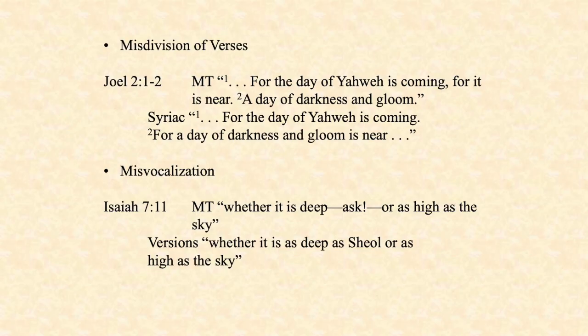So the Masoretic text here has, "For the day of Yahweh is coming, for it is near, a day of darkness and gloom." And the Syriac has divided the verse differently. "For the day of Yahweh is coming, for a day of darkness and gloom is near." And the Masoretic seems to be reflecting a parallelism between coming and is near, referring to the day of Yahweh, whereas the Syriac uses the near to express the sense of darkness and gloom.